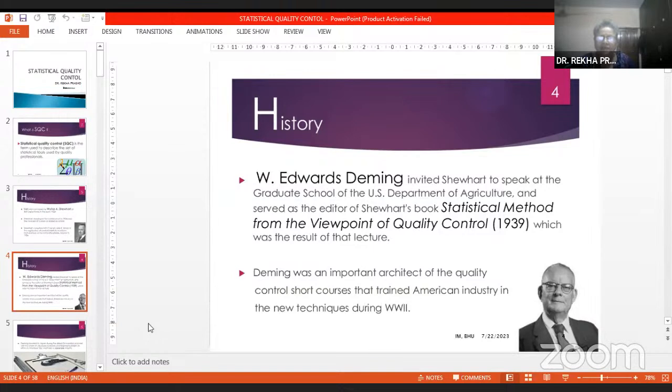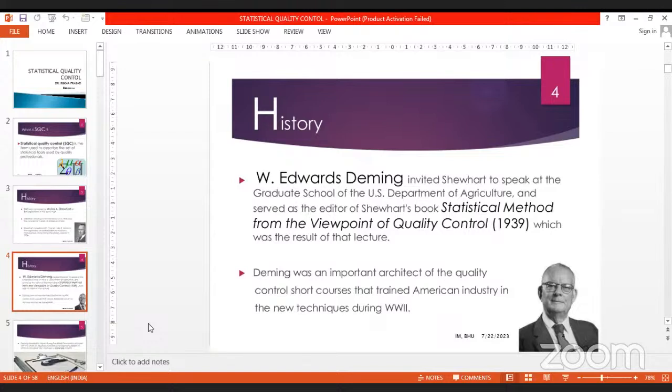So then came Edward Deming. Edward Deming invited Shewhart to speak at the Graduate School of the U.S. Department of Agriculture and served as the editor of his book Statistical Method from the Viewpoint of Quality Control in 1939, which was the result of that lecture. Deming was an important architect of the quality control short courses that trained American industry in new techniques during World War II.